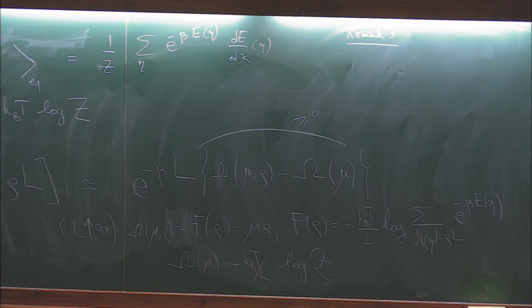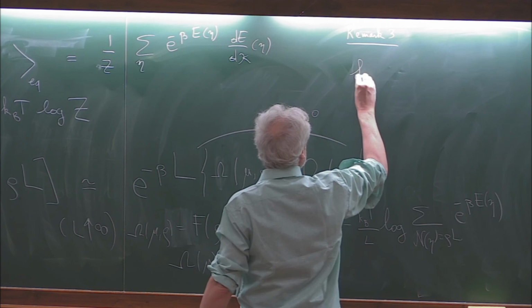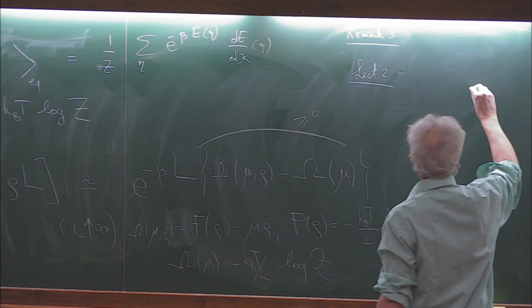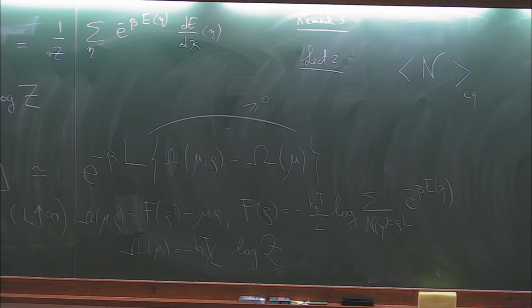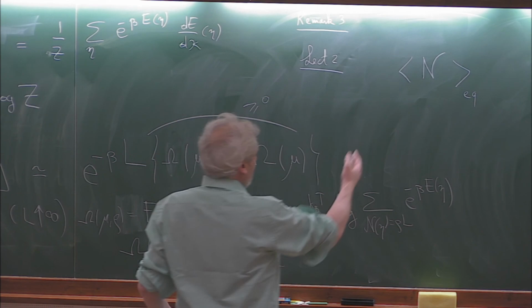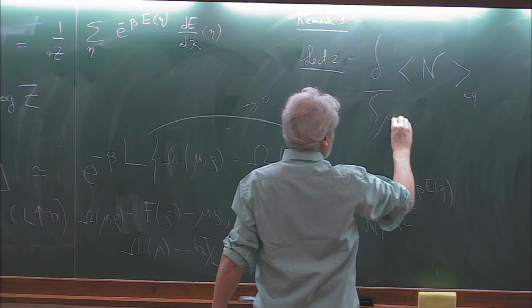Okay, there is another one which goes to lecture 2. Suppose I'm asking you for the average number of particles in equilibrium. We know this is what we call the equilibrium density, right? But clearly, this equilibrium density depends on the chemical potential. If I have a higher chemical potential outside, I will have a higher density. So you can ask how that varies with changing the chemical potential. Is the notation clear enough?